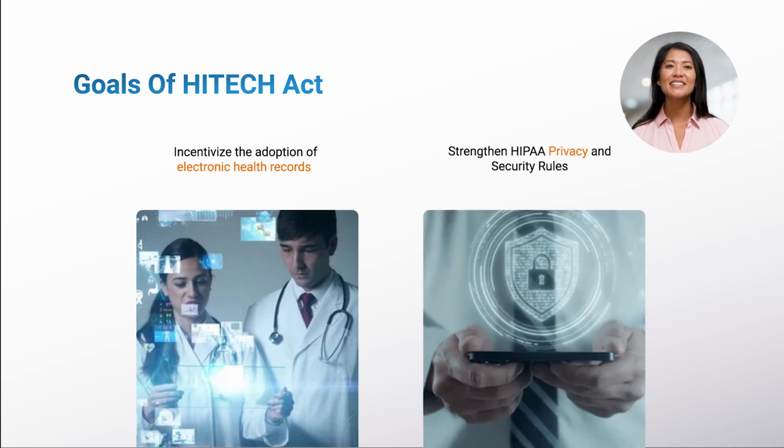Another goal was to strengthen HIPAA privacy and security rules. The HITECH Act strengthened the existing HIPAA regulations by extending the reach of the security rule to business associates of covered entities, requiring them to comply with HIPAA standards. It also introduced the breach notification rule, mandating the reporting of data breaches affecting 500 or more individuals.